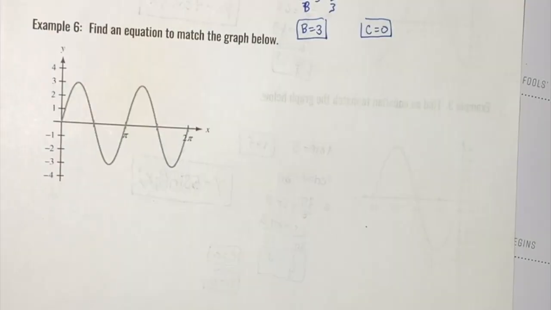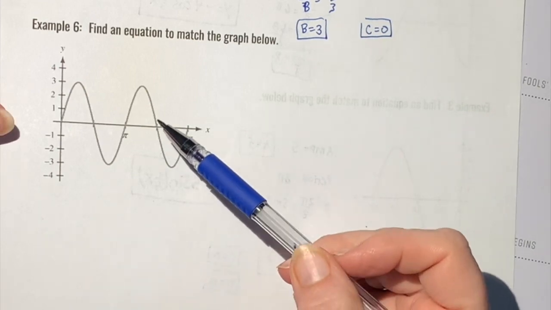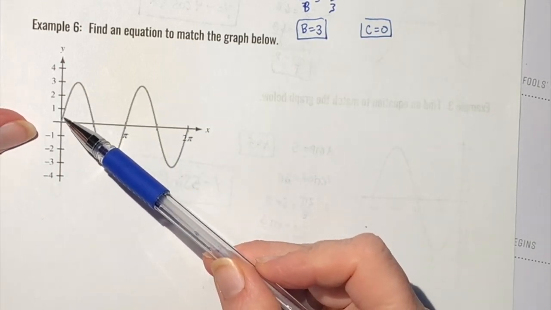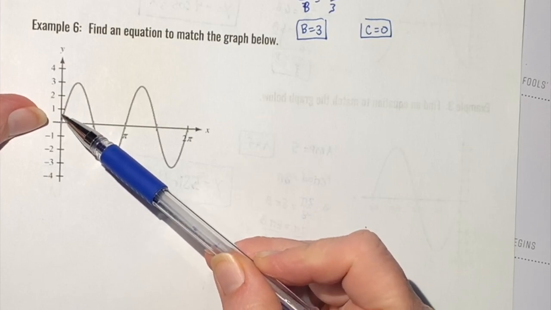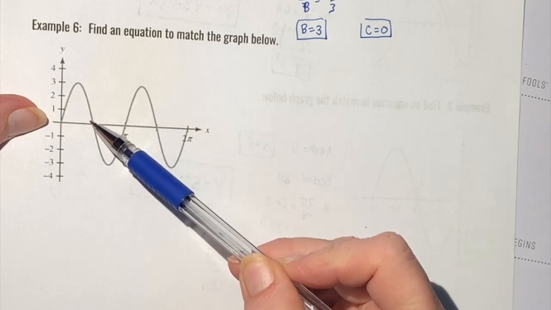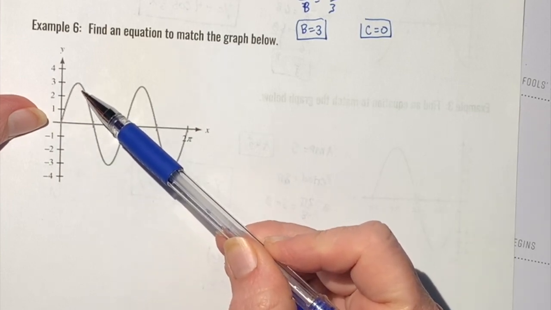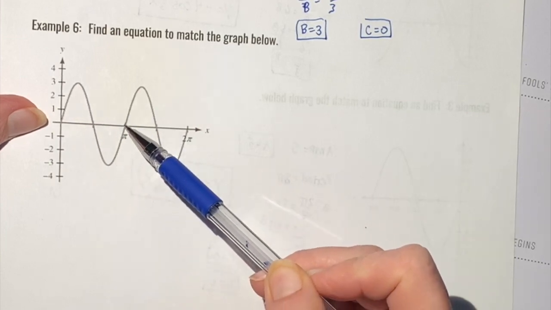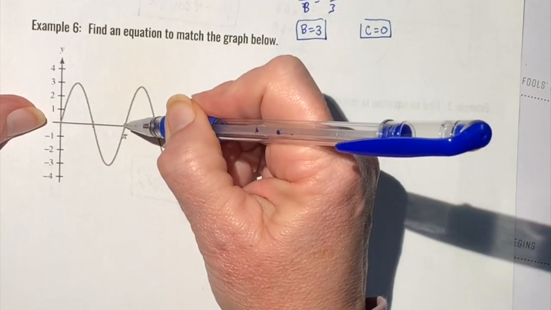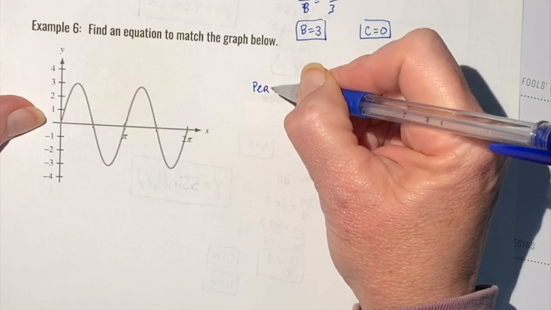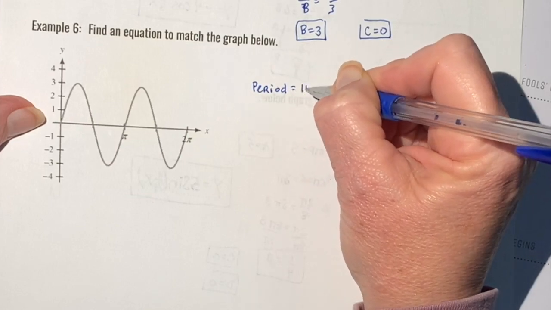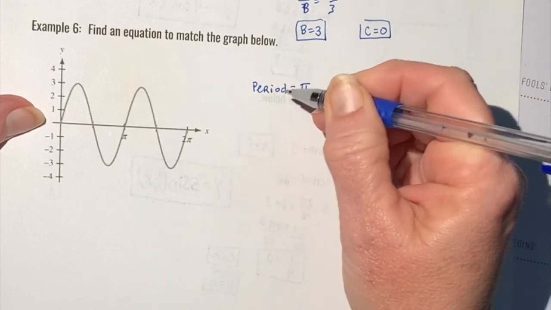All right, last example. In this graph, example 6, I'm looking at the beginning of the cycle at 0. That would be a sine wave, goes up to its maximum, back to 0, down to its minimum, back to 0. So it's completing one cycle between 0 and pi. So I see the period is pi.